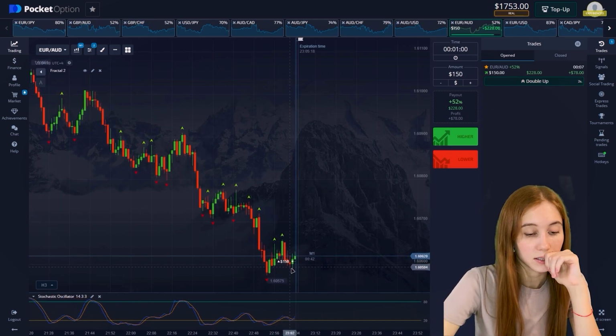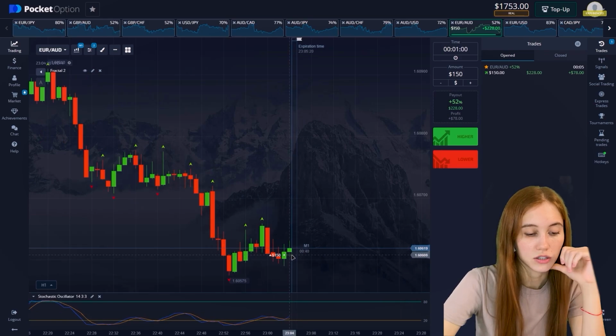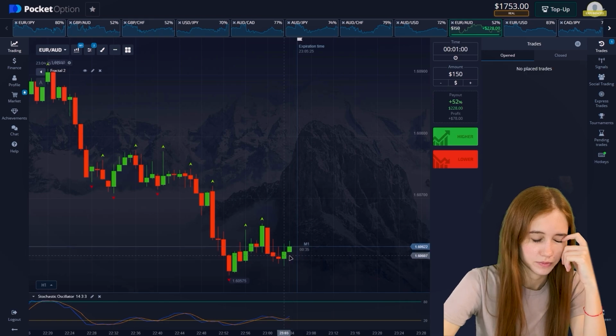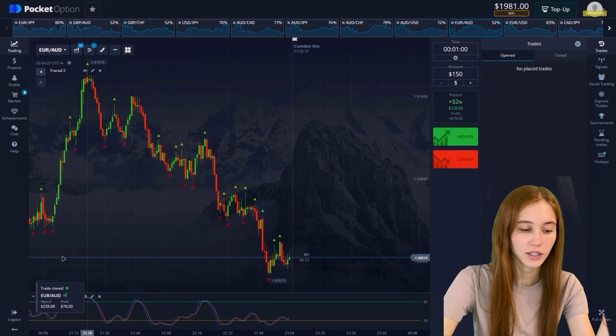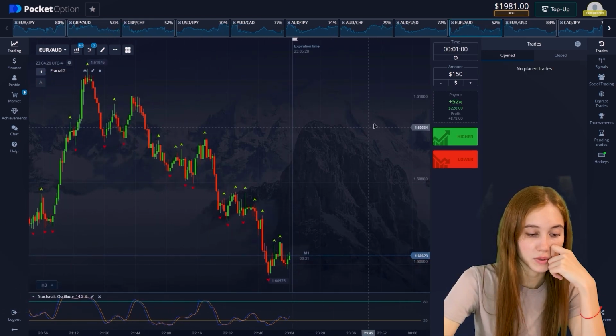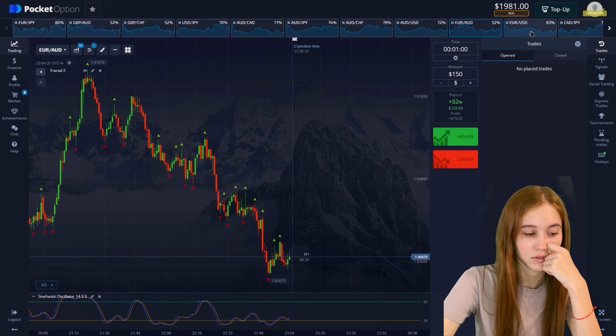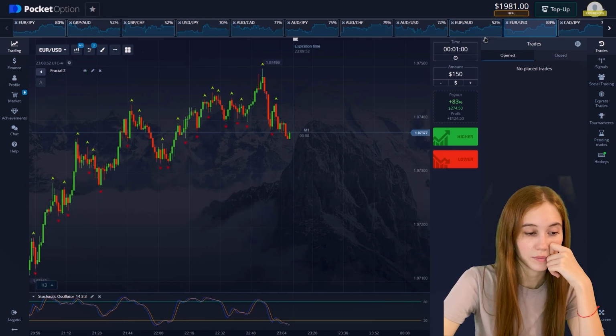8 seconds left until the end of the deal. The chart jumps a lot. We can see a little uncertainty. Yeah, plus deal, good. Profit is $78. Let's move on to the next concept.